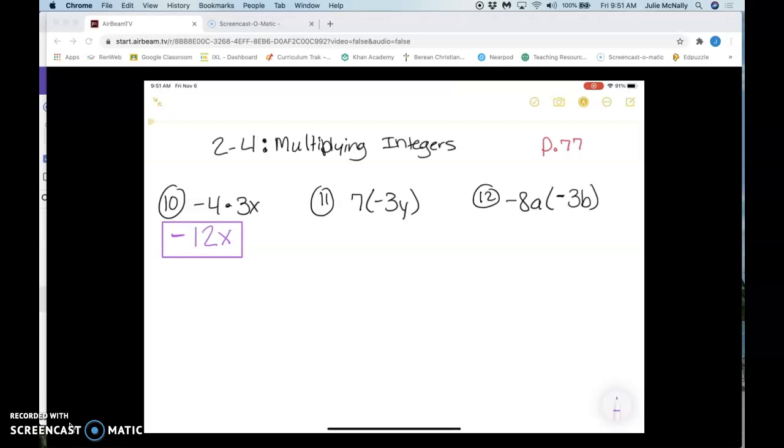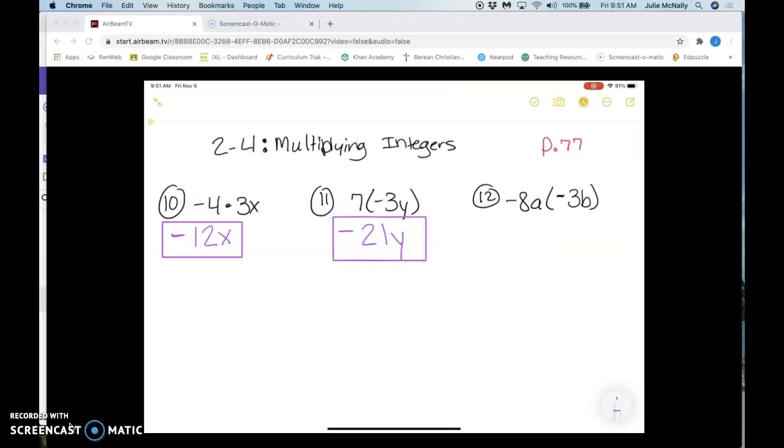So number 11, how many negatives? 1. So the answer is negative 21. And 7 times 3 is 21. Negative 21. Good. You got it. We're just multiplying the numbers and writing the variables with it.